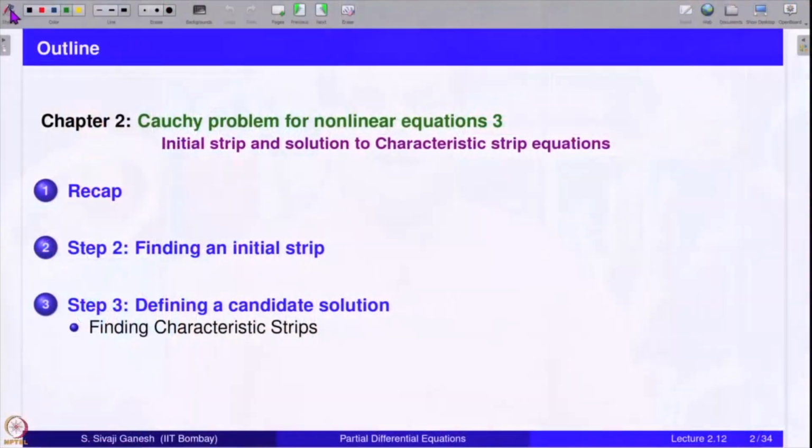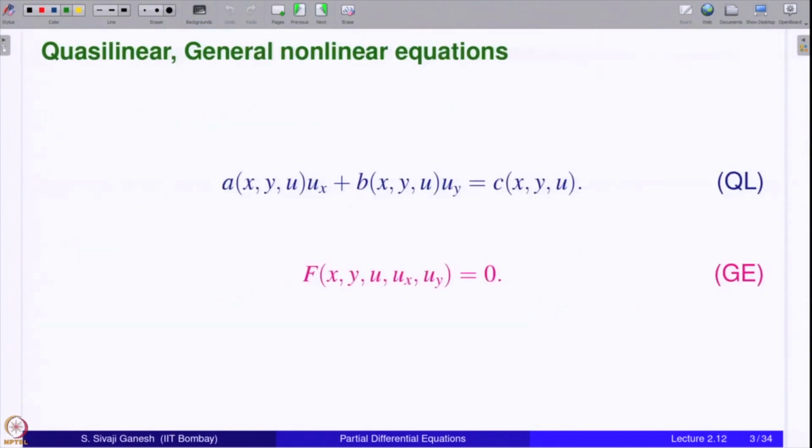We start with a recap of what we have done so far in the characteristic method for general nonlinear equations, and then we find the initial strip, and then we take the third step, which is to define a candidate solution, and do the first steps of step 3. In the next lecture, we are going to conclude all 4 steps.